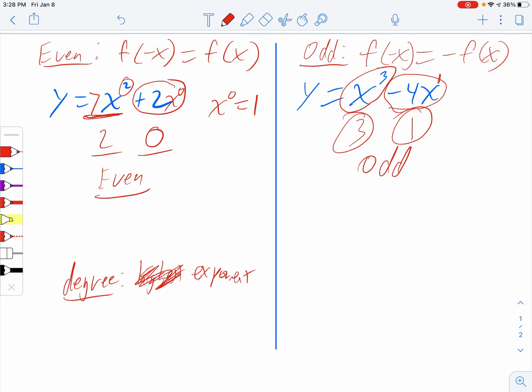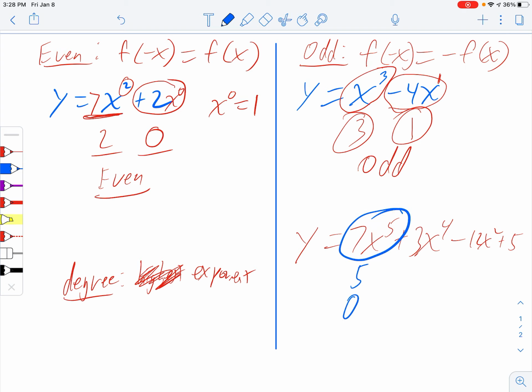If you have a mix, I'm going to make up a new example. If you have 7x to the 5th plus 3x to the 4th minus 12x squared plus 5, whatever, you can make up anything you want. This term, degree is 5, that's odd. This term, degree is 4, that's even. You can stop right there. It's not all odd, it's not all even. It's already a mix, and so this is going to be neither even nor odd.